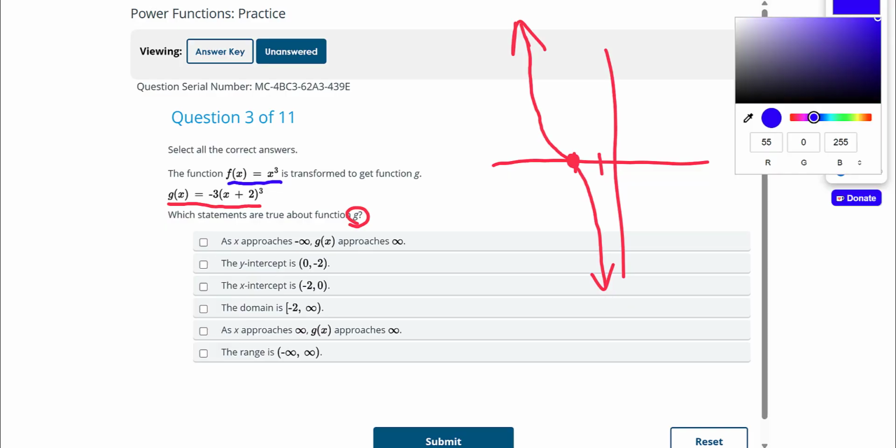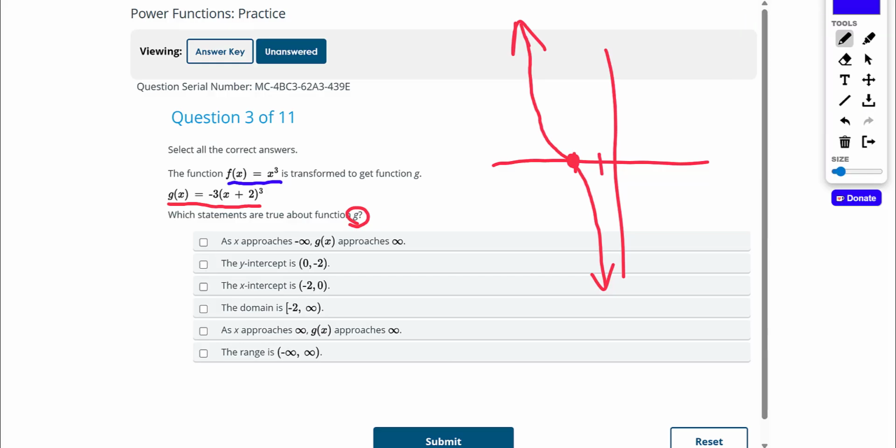So then let's go through the answer choices. The first answer choice, as x approaches -infinity. Recall x values go left and right. If x is approaching -infinity, that means we're looking at the left end of this graph. So is the left end of the graph approaching positive infinity? Well, yes, because the left end, as it moves left, is going higher and higher. It is going up forever. So we're going to check this one off.